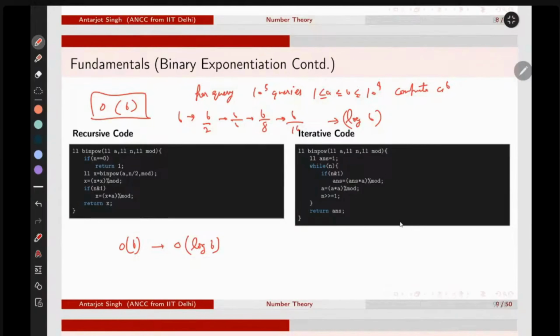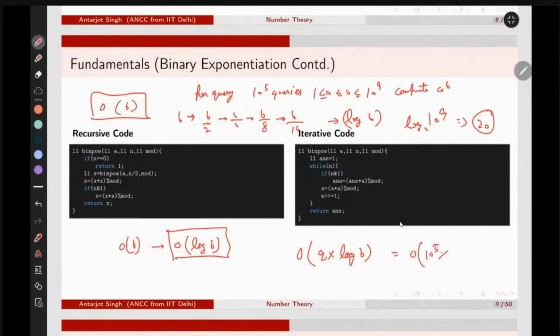So for every query, you have big O of log b, and your complexity would be like 10 to the power 9, log b would be 30 something. So total complexity would be q into log b, which can easily be passed under the 1 second constraint.